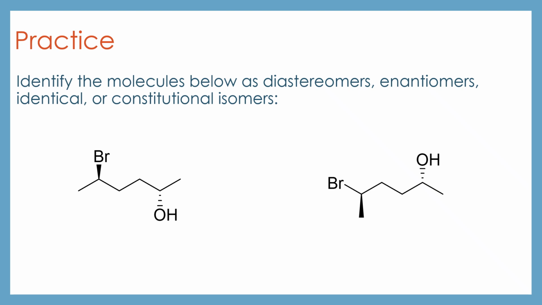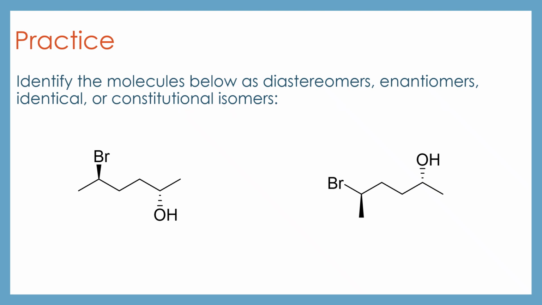So now we're going to combine some of this information. It says identify the molecules below as diastereomers, enantiomers, identical, or constitutional isomers. So there's a couple things that you should do here. First, I would go ahead and number it like you were naming it and figure out if it has all the same stuff attached in the same order. This will help you rule out whether or not these are constitutional isomers or if they're actually stereoisomers or potentially identical.